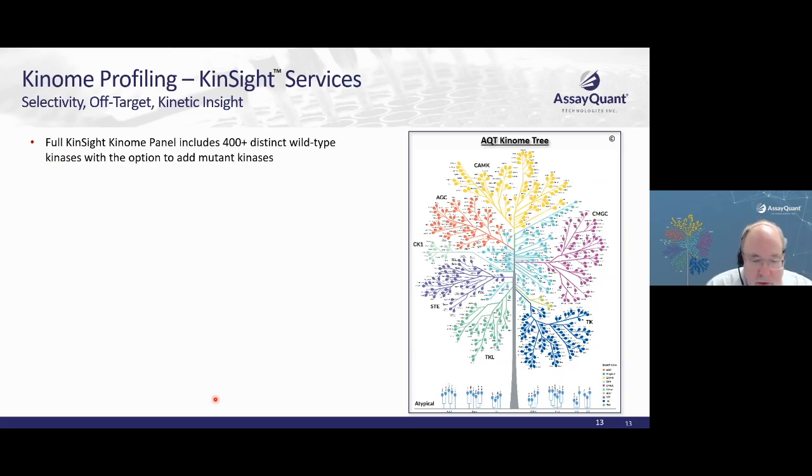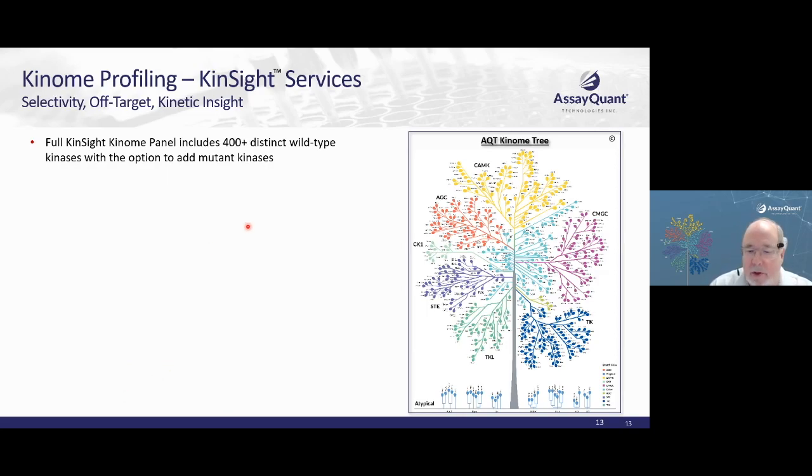Now we want to go right into kinome profiling here. So we've got our gorgeous AssayQuant kinome tree, which we've only just recently launched. It is both pretty to look at, but is also phylogenetically accurate with all of the known kinases that are plotted up there. And the shrubs at the bottom are atypicals that are distantly related, pseudokinases, kinases like that.